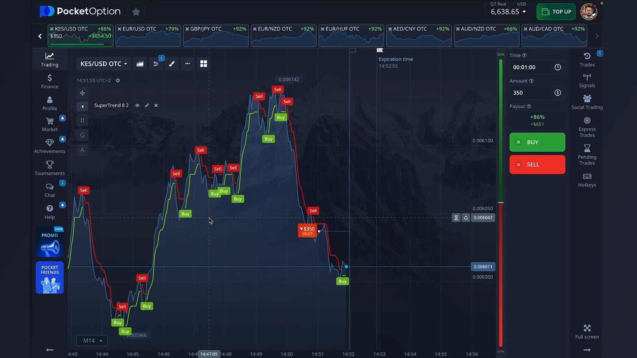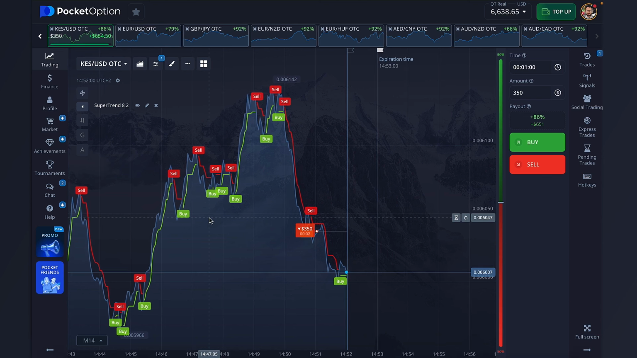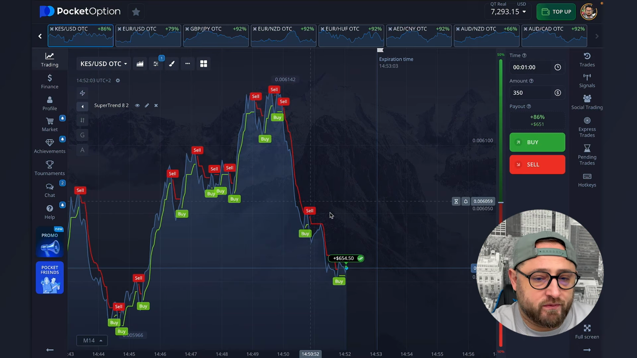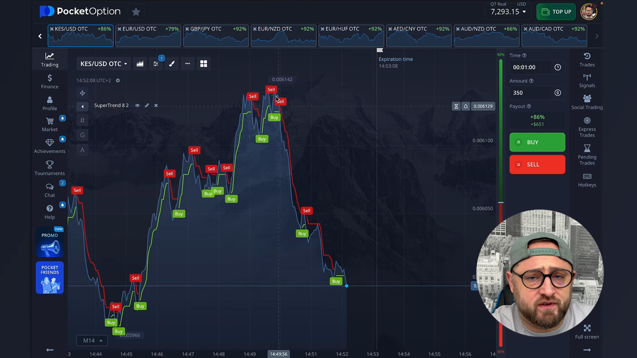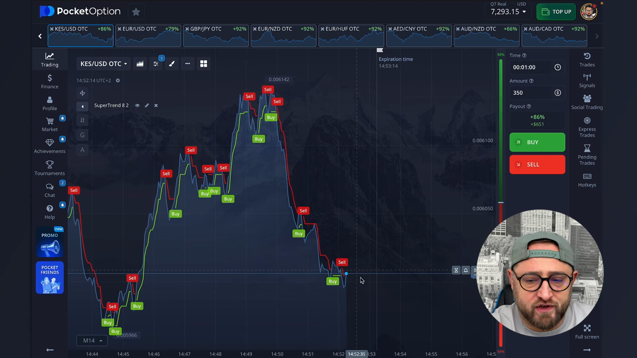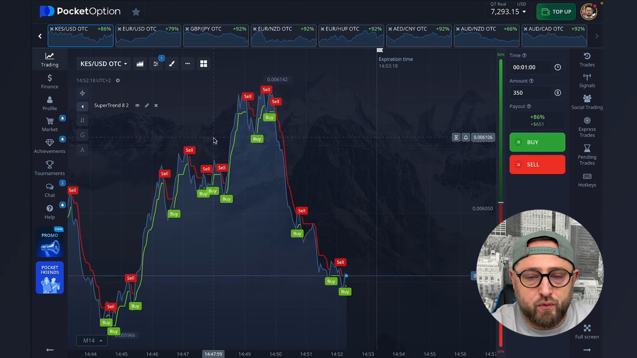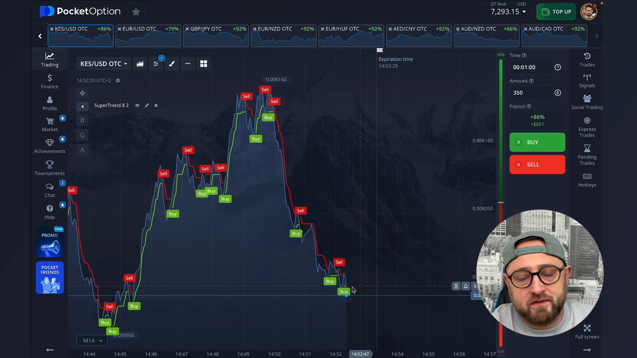Again, no indicator is perfect. I say this in almost every video. That's why we sometimes use martingale multipliers or other money management strategies. As you can see, the first trade was a win. That's great. I entered with the trend and at the right time.